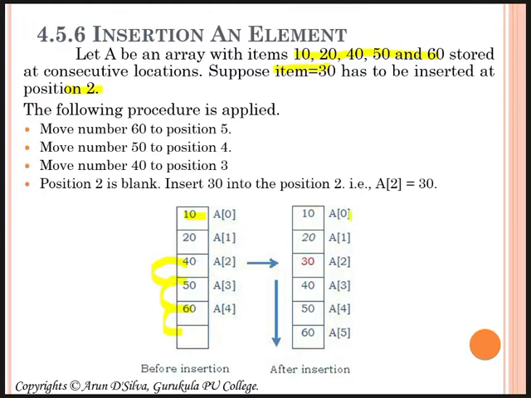After inserting the new element, it becomes like this. In position 0, 10 is there. In position 1, 20 is there. In position 2, the new element 30 is there. In position 3, 40 is there. In position 4, 50. In position 5, 60. Now the array size is increased by 1. Now this can be implemented by the algorithm shown on the screen.